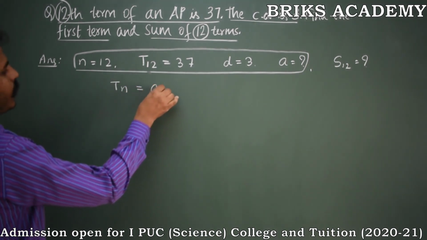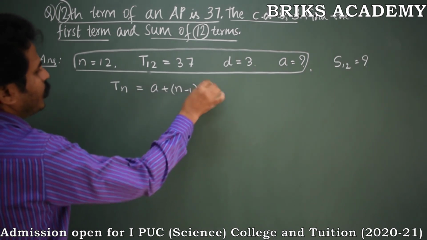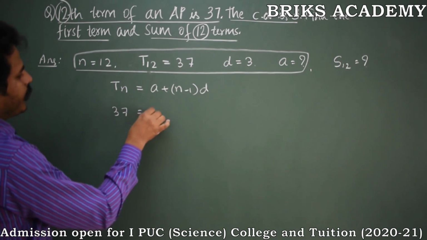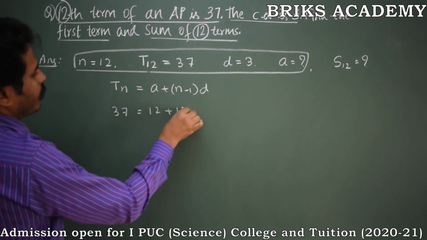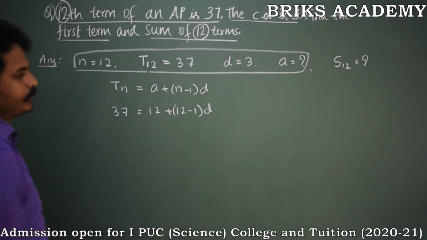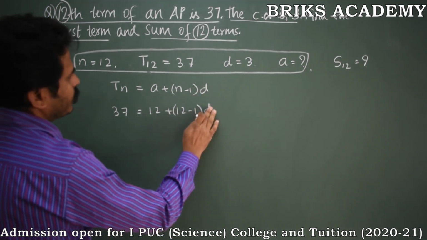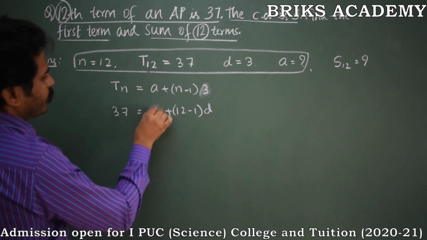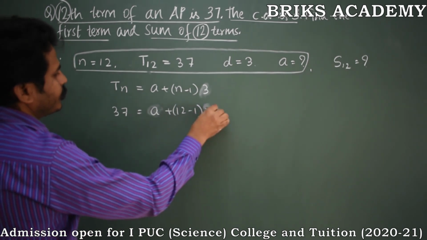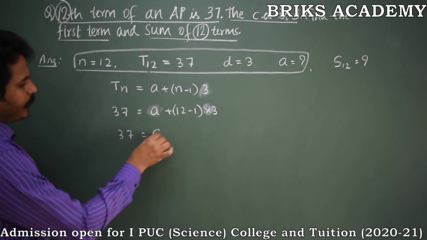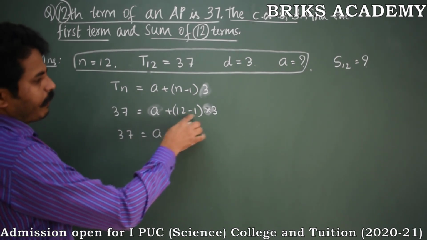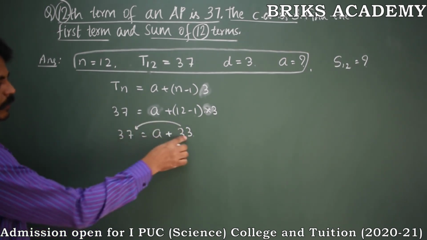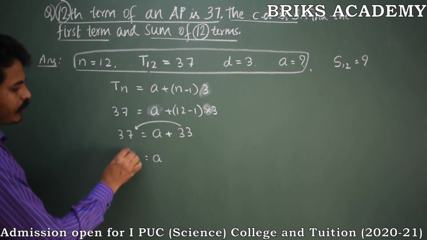What is the nth term formula? A plus N minus 1 into D. What is the 12th term? It is 37 equal to A plus N, which is 12, minus 1 into D. D is also given. D is 3. A they ask you to find out. That is 37 is equal to A plus 12 minus 1, which is 11. 11 threes are 33. If I take 33 to this side, 37 minus 33 is 4. So A equal to 4.